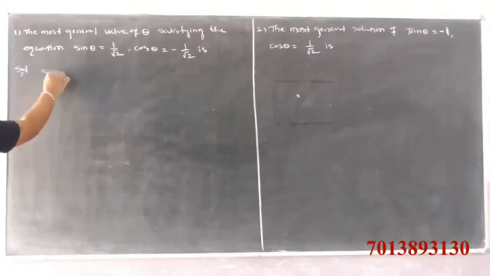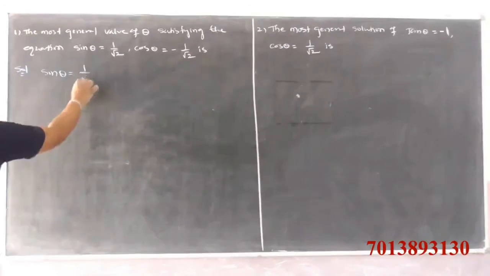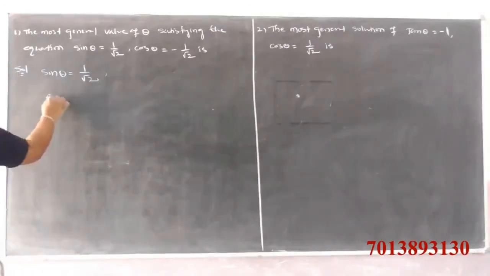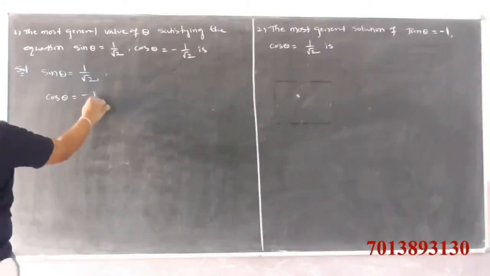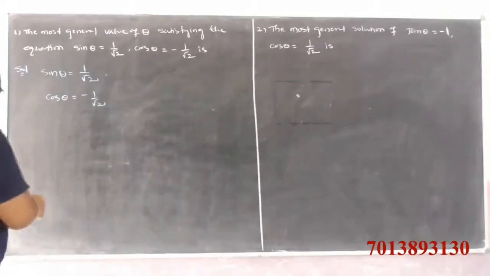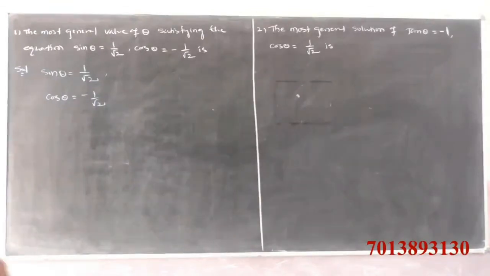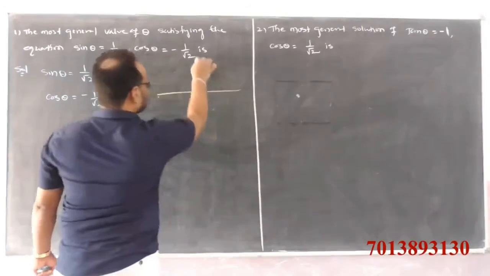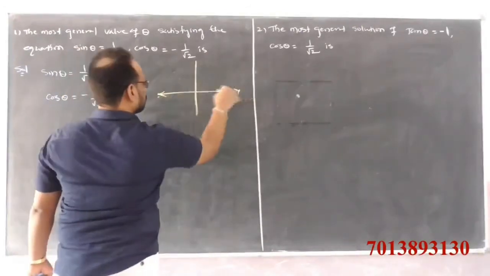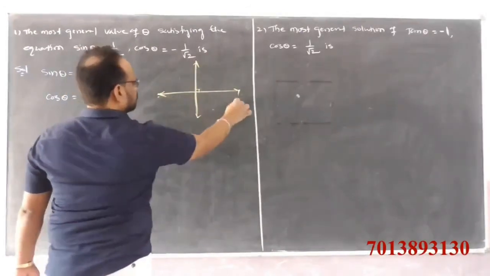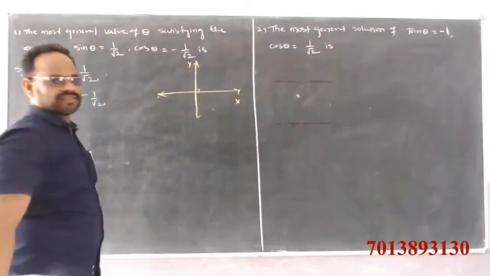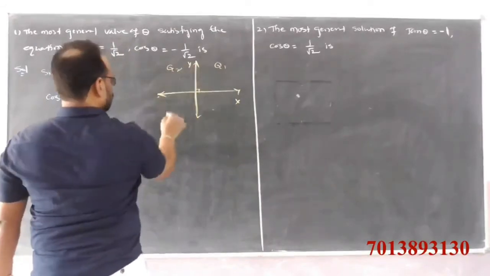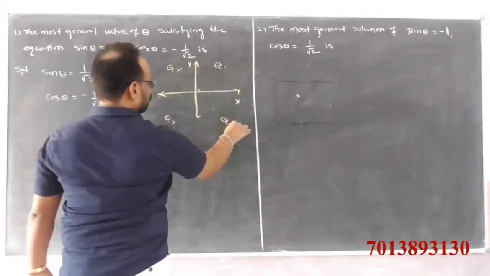That is, sin theta is equal to 1 by square root of 2, cos theta is equal to minus 1 by square root of 2. Observe here, this is the x-axis, this is the y-axis. This is Q1, this is Q2, Q3, and this is Q4.